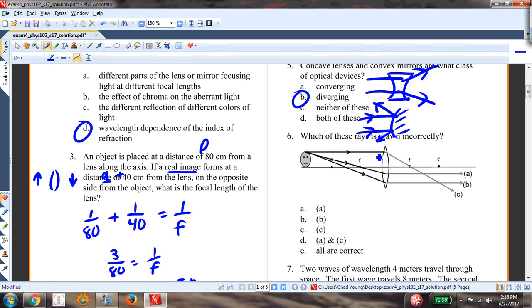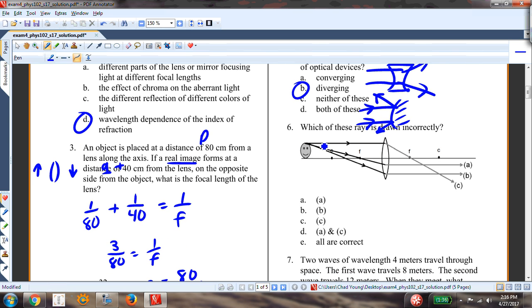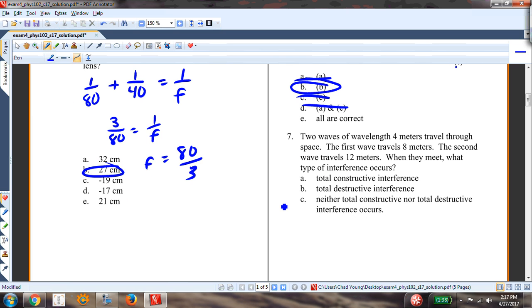Like that. Which of these rays is drawn incorrectly? Let's see. What's this, C? Ray C goes parallel to the axis through the focal point. That one's all right, so I get rid of those. This is A right here, goes through the focal point and parallel to the axis, so A is right. And B looks like it just sort of goes somewhere and then it goes parallel to the axis, so B is not correct.